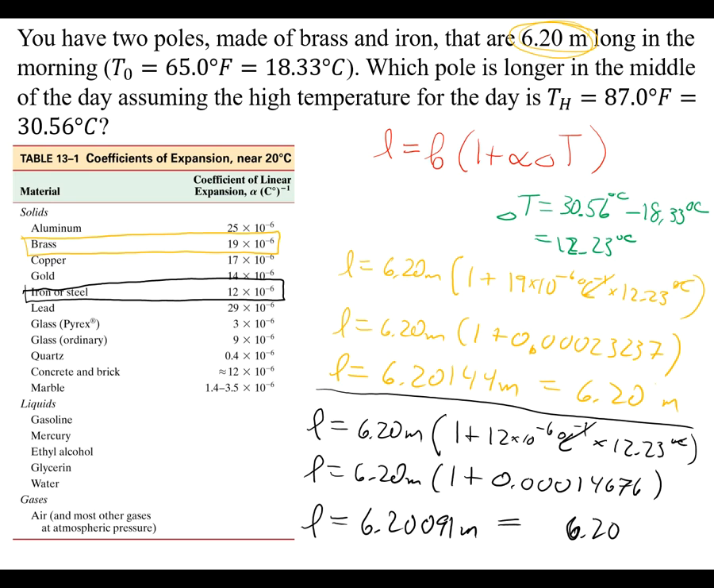So in this case, it's hard to tell what the exact number is because of significant figures, but it is clear enough to say that the longer one, so we're looking at which pole is longer. Whoops, that was supposed to be a highlighter. Let's try this again. The longer pole is going to be the brass.